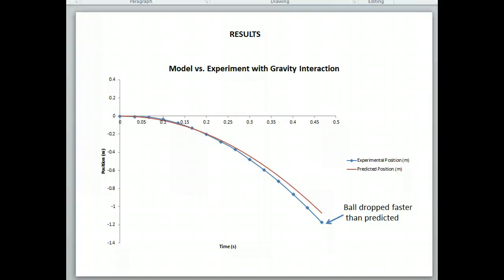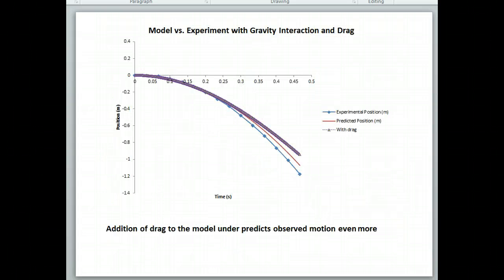This is a comparison of the gravity interaction with the dropped ball. We can see that the ball dropped faster than the model predicted. When drag was added to the model, it actually underpredicted the motion even more.